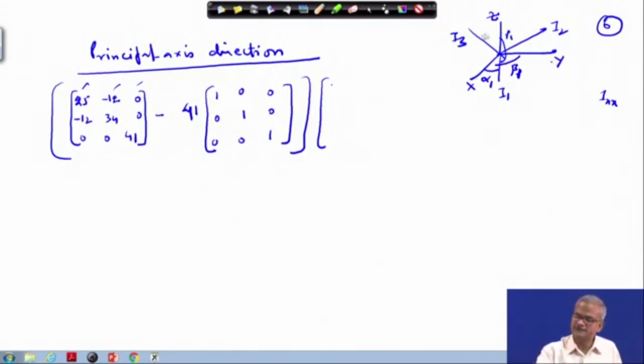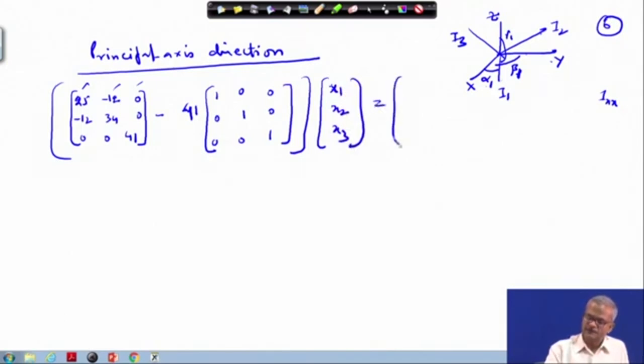Similarly, for I 2 and I 3 you can orient with respect to the x, y, z axes. So, this alpha 1, beta 1, gamma 1 gives you the eigenvector. Okay. So, let us say the corresponding eigenvector you are writing as x 1, x 2 and x 3, then you need to solve for this.